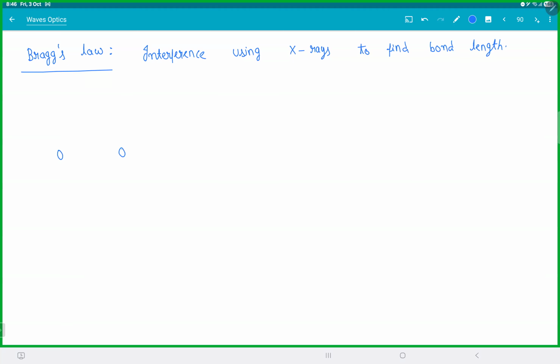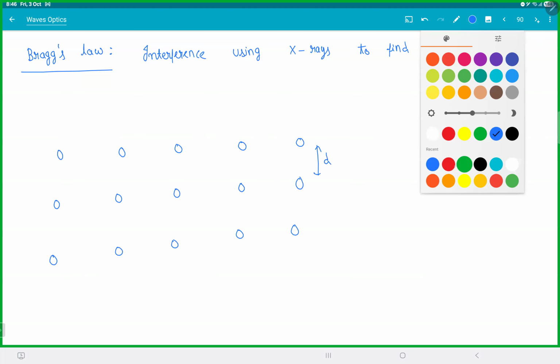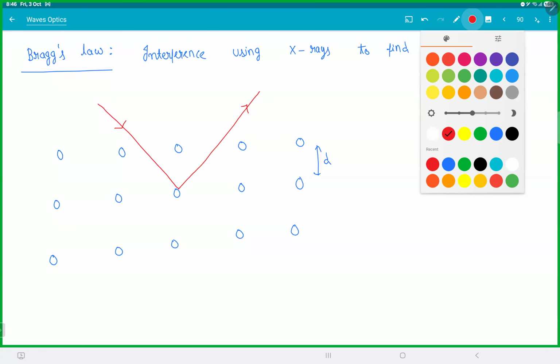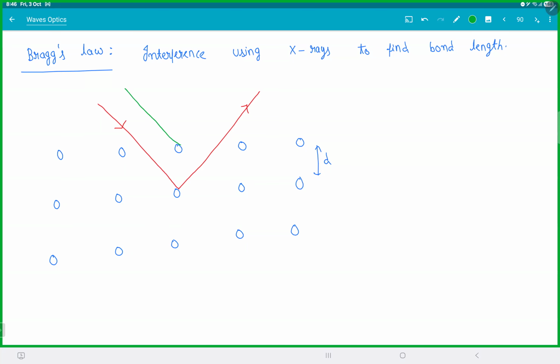So we have a lattice. They're all equally spaced, so the distance is d between them. So when you send a light ray, we have a reflection of a light ray on the first layer and the reflection of light ray on the second layer. You're sending a parallel beam.